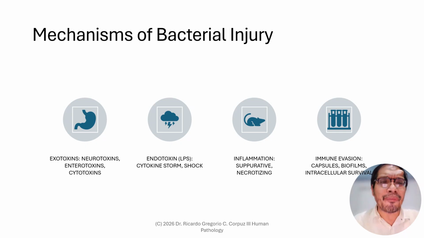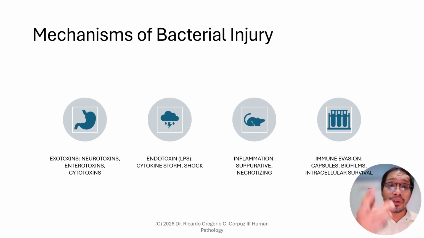Exotoxin, a highly specific, potent bacterial weapon. Exotoxins are secreted proteins that act on specific targets. They explain many of the dramatic clinical syndromes seen in bacterial infection. Neurotoxins interfere with neurotransmission. The tetanus toxin causes spastic paralysis. Botulinum toxin causes flaccid paralysis. Enterotoxin acts on the GI tract, causing watery diarrhea in cholera or food poisoning in Staph aureus and Bacillus cereus.